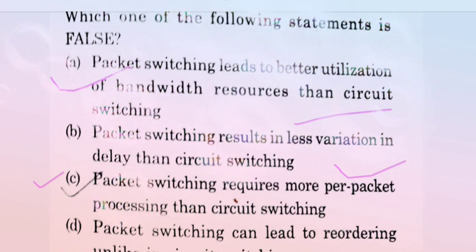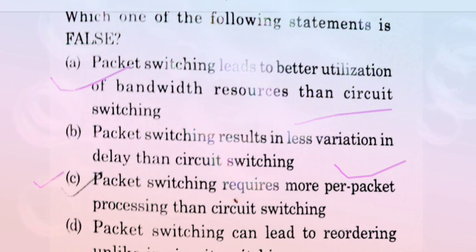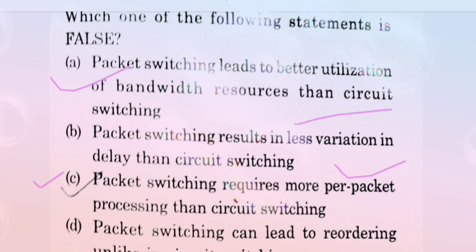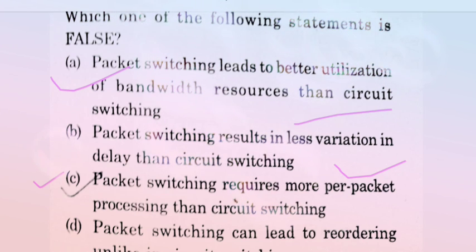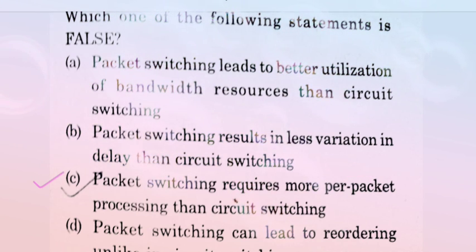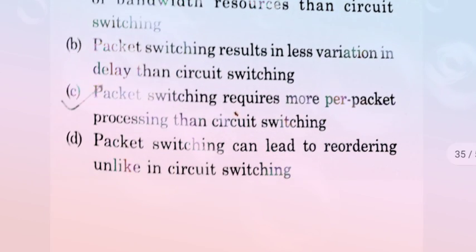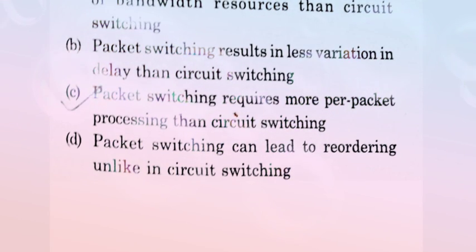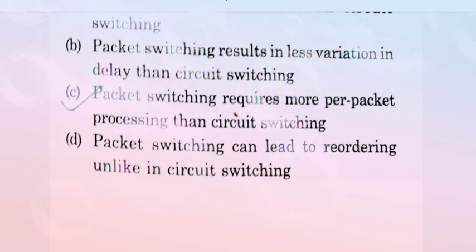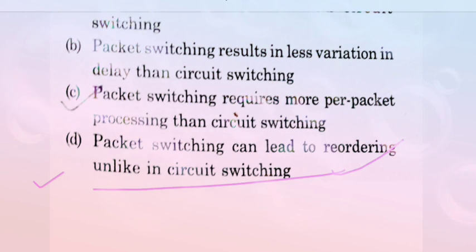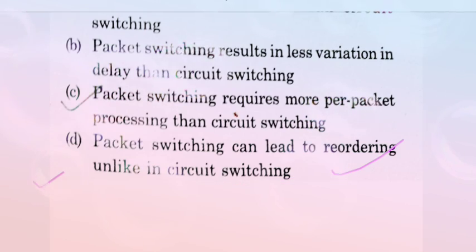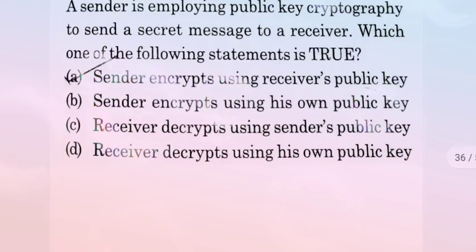Okay, and packet switching results in less variation in delay than circuit switching. And the last correct statement comparing packet switching with circuit switching is that packet switching can lead to reordering, unlike circuit switching. Okay, so option C is the correct answer. Now come to the next question.